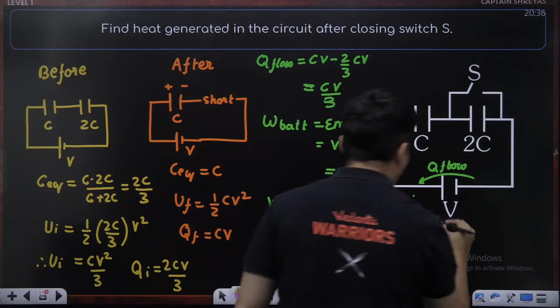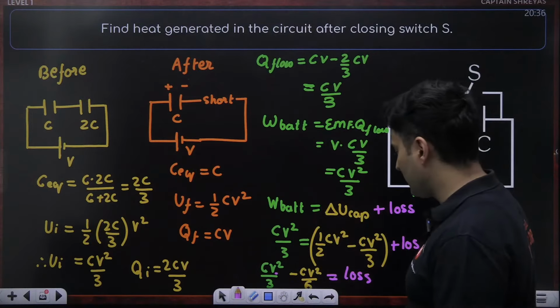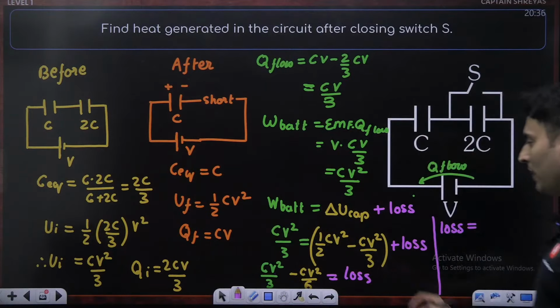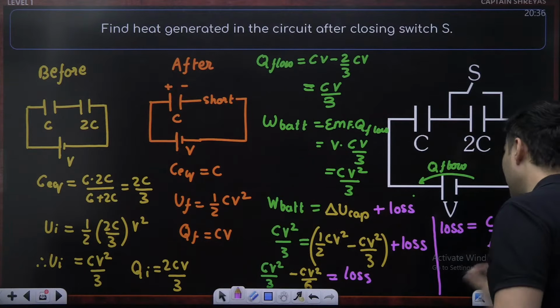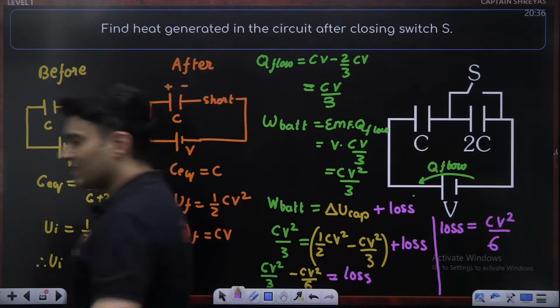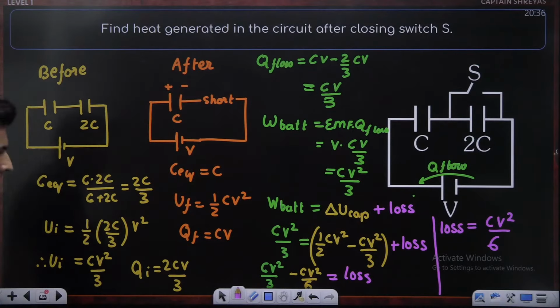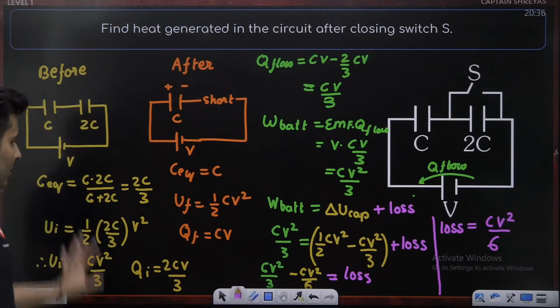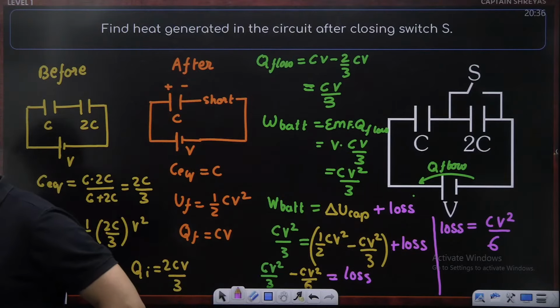So finally, how much will our loss be equal to? 1/3 minus 1/6, 2 minus 1 is 1. So it will be CV square divided by 6. Is that clear, everyone? Yes, CV square by 6. Correct. Perfect. So this is how you solve these questions. These are amazing questions, guys. I hope you are loving it altogether.